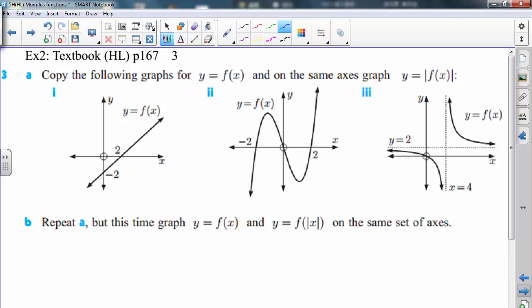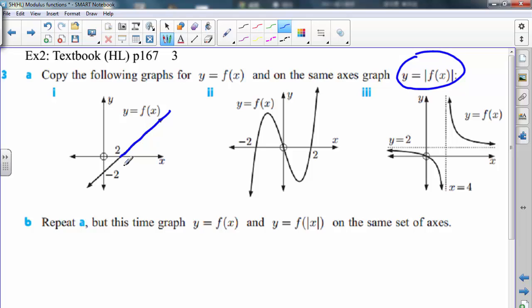Okay, right now, let's look at more practice questions. This is a question in your textbook as well. I have 3 different original functions given by the graphs. We need to graph the first one, where we add the absolute value on y. If you add the absolute value on y, that means you keep the graph above the x-axis.